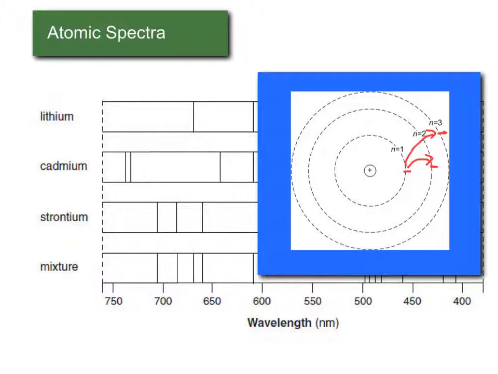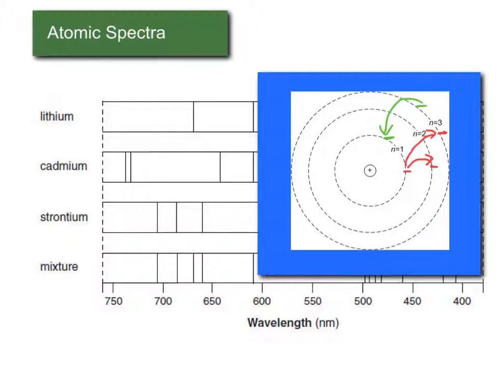If they were to go back down, so let's use a different color for that. If an electron were to go from 3 back down to 1, for example, that process is called emission. And in order for the electron to move back down to lower energy, it has to do something with that extra energy that it has. And that extra energy is released in the form of light. And that light being let off is called emission.